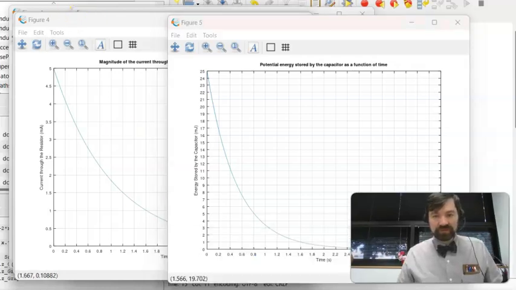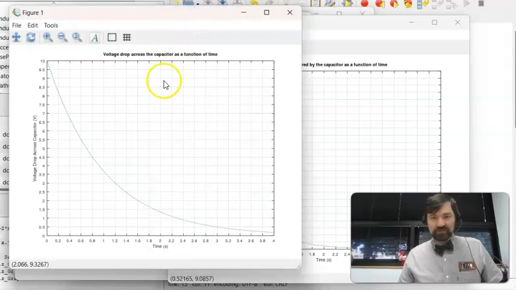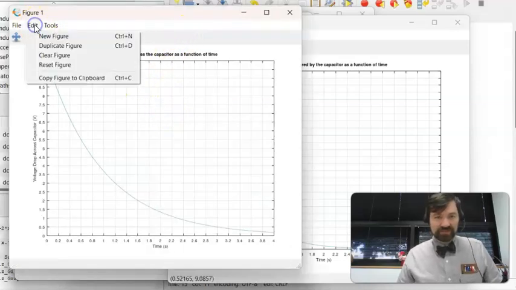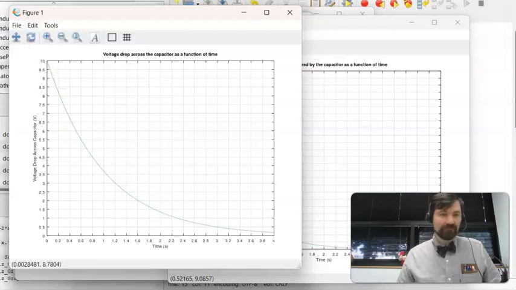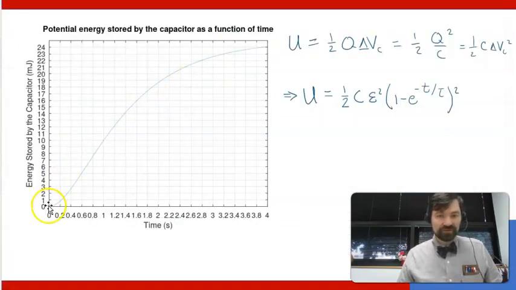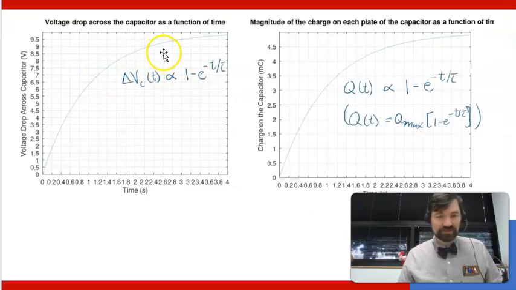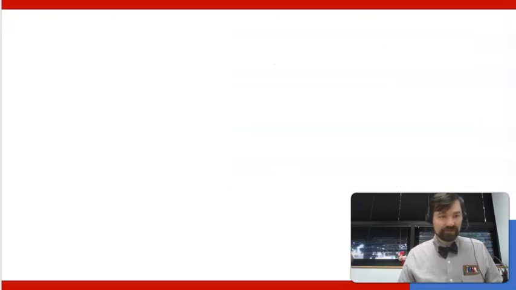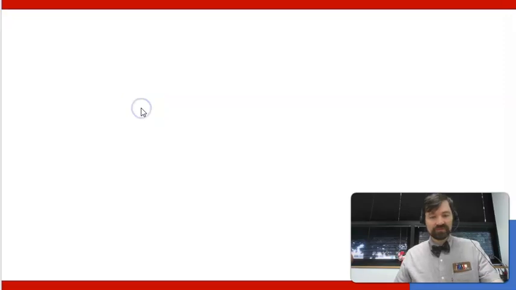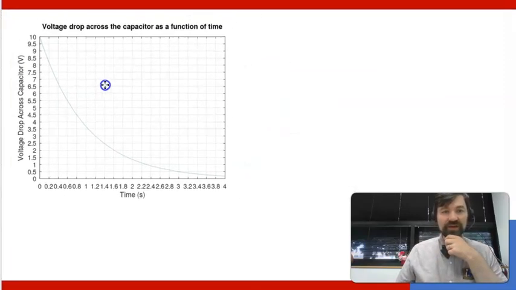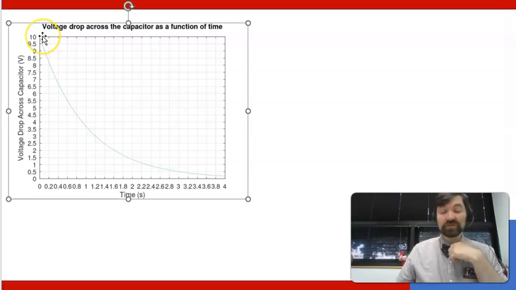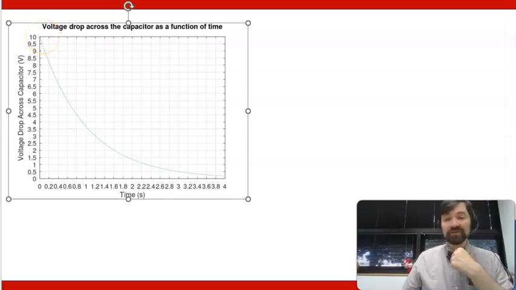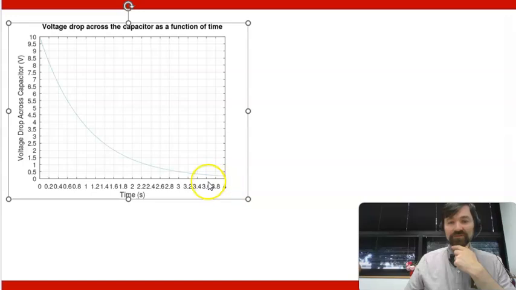All right, so if we go back through these graphs again, here's the voltage drop across the capacitor as a function of time. So before, that graph looked like this. Now that graph basically looks like this. It's an exponential decay from a value of 10 to a value of, it's basically asymptotic to 0.